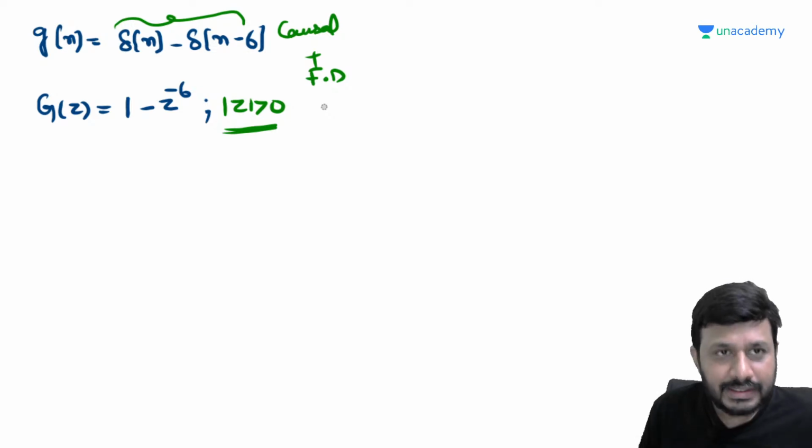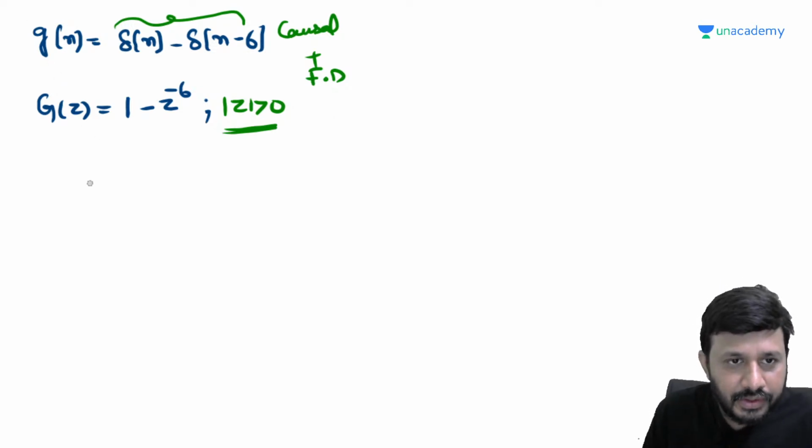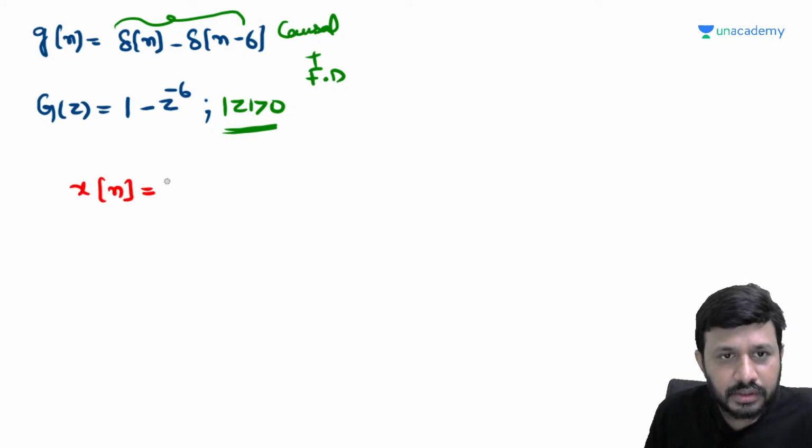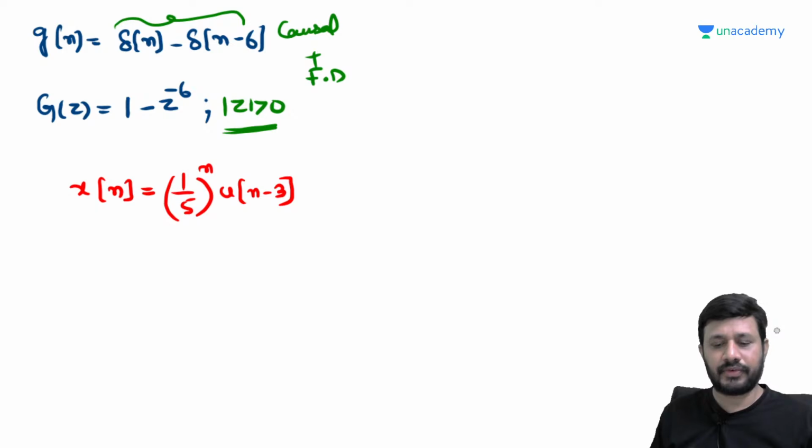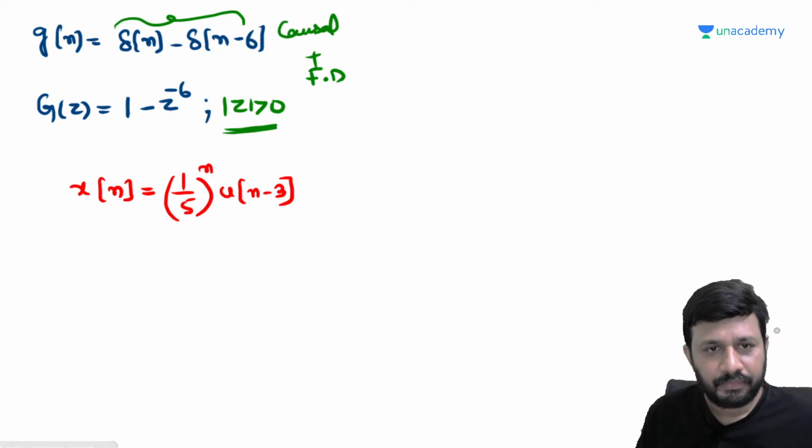Completed? Let's go to the next problem. I want the Z transform of the signal 1 by 5 whole power n u of n minus 3. I want the Z transform.